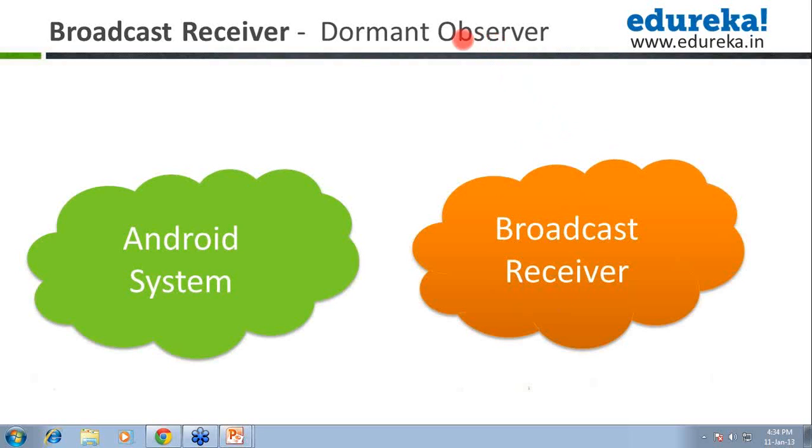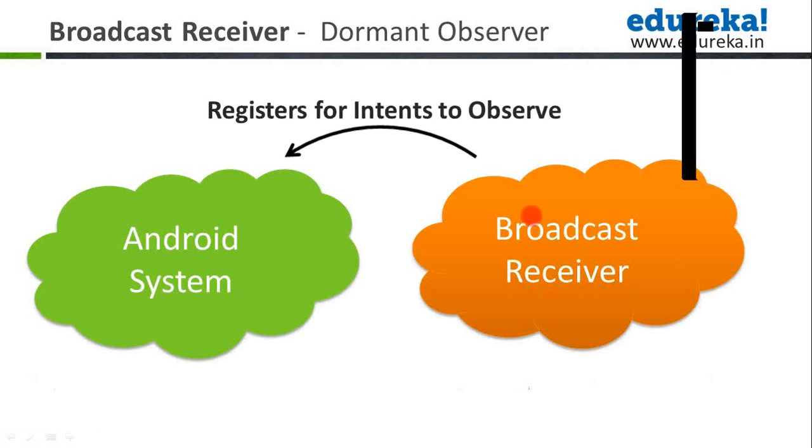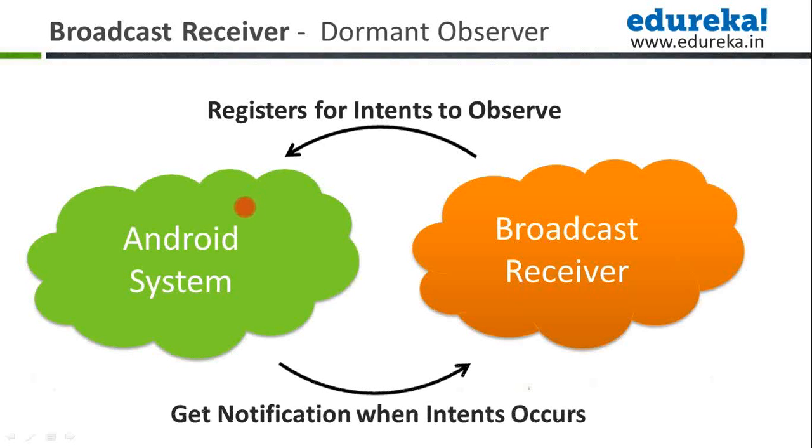Broadcast receiver is a dormant observer. That means its role is just to sit and observe. And observe what? Whenever you talk about a broadcast receiver, the broadcast receiver registers for these different intents to occur on the Android system and observes them, right? Whenever any Android system event occurs, like the low battery or the no network, right? It broadcasts a message. Now it is the role of a broadcast receiver to receive these system generated messages, right?